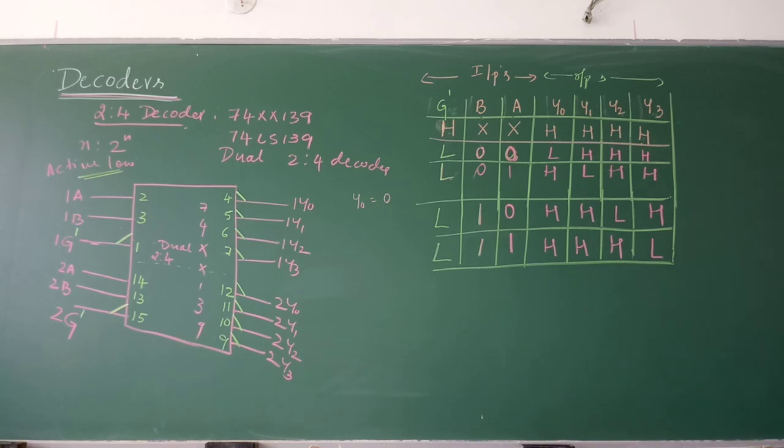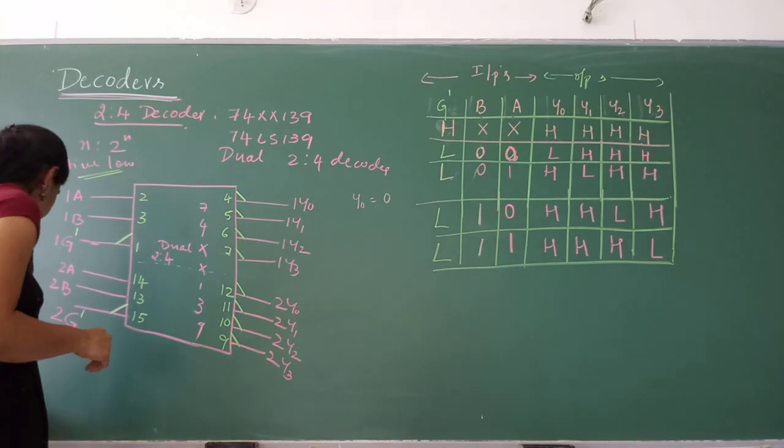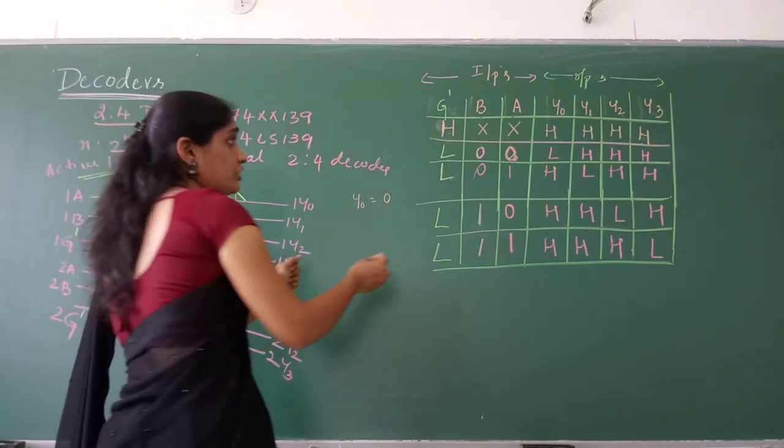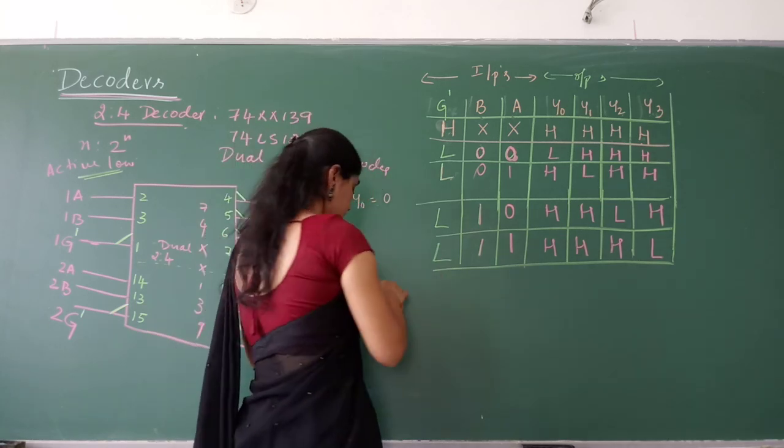Now next is implementation of the 2:4 decoder. So how do we implement the decoder? We need to write the equation for each output variable, correct? So let us write the equations for Y0, Y1, Y2, Y3. So what are the equations? As usual, you can write the equation for Y0.